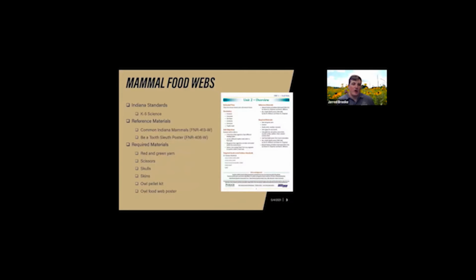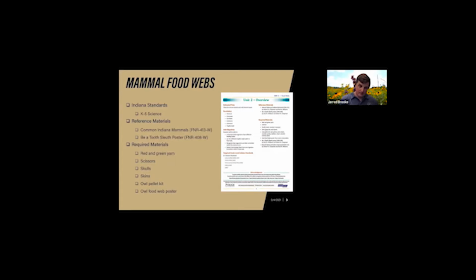This unit hits on K through 5 Indiana standards, and you can see the science standard that it covers there in the unit overview. You can also see the estimated time, vocabulary, objectives, required materials, and reference materials. So as reference materials, you'll want to familiarize yourself with the Common Indiana Mammals publication, which is free for download. And that's very helpful in helping you identify different mammal species by their skulls, by their tooth formula, as well as by the tracks, and then provides background information about their feeding habits.